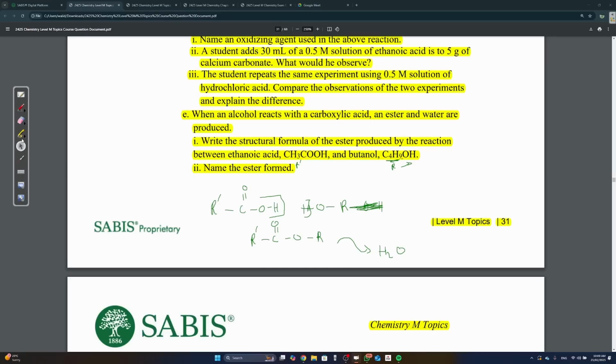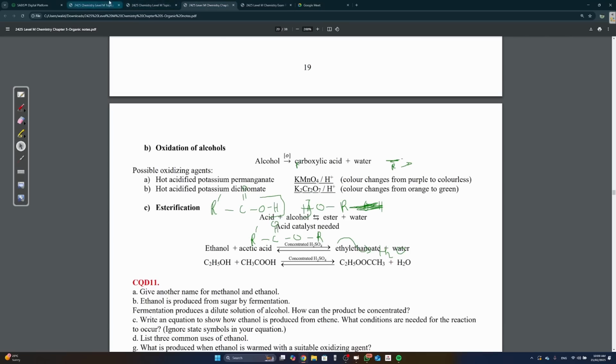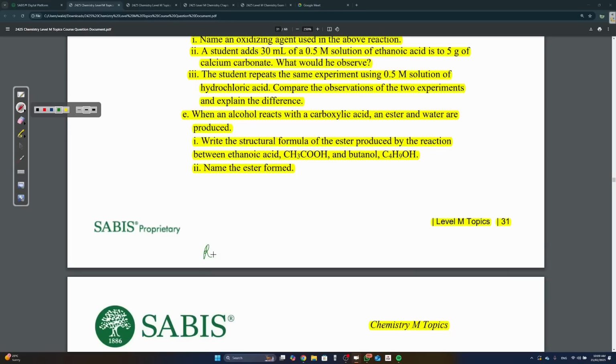How is it going to look like? Oh, they actually drew it all. Yeah, I'm not doing all that. If in the exam you just say R prime and R, that should be correct. But you have to state what R is. Put a nice note on the side: R is CH3, and R prime is C4H9, something like this. You have to state this, otherwise it will be wrong.